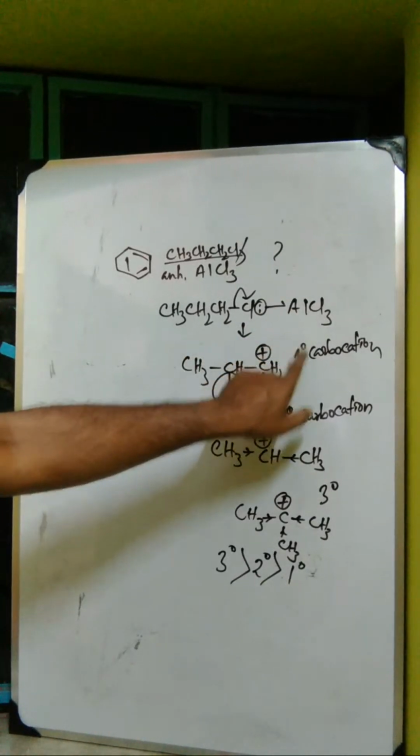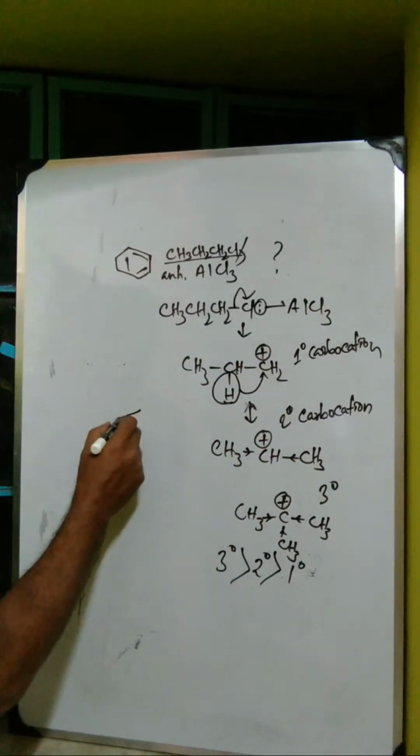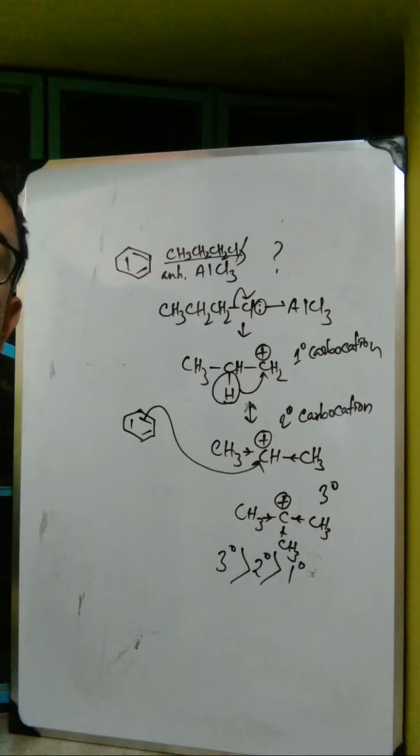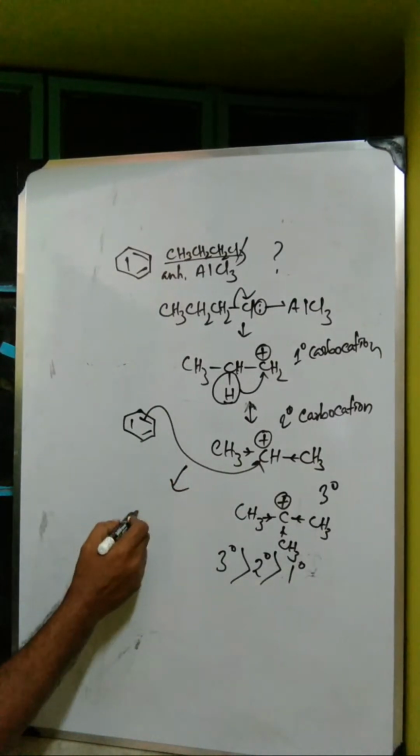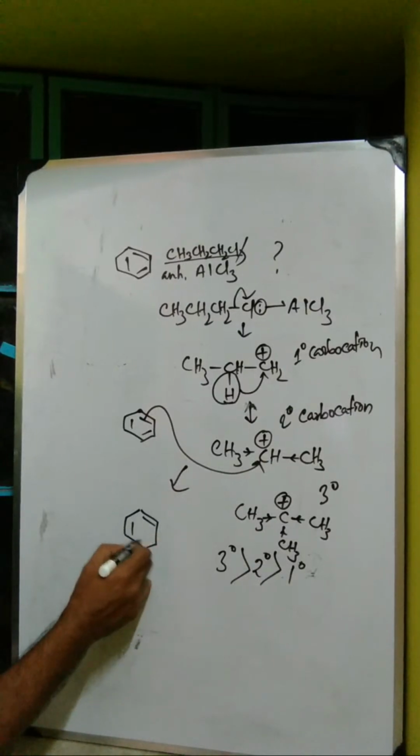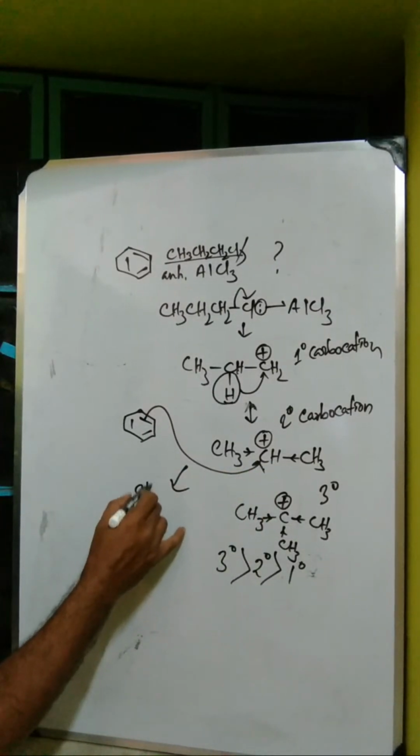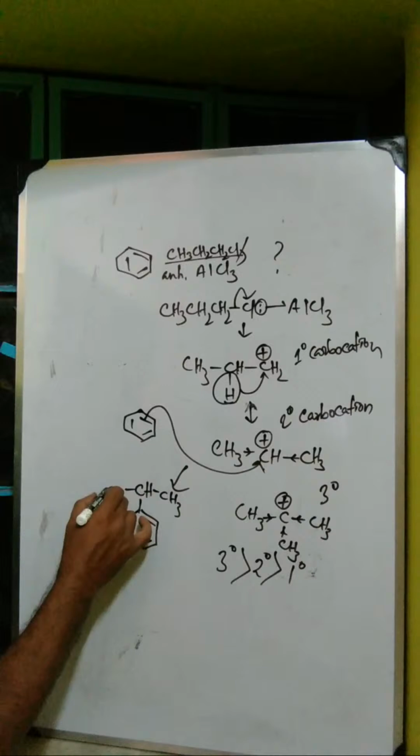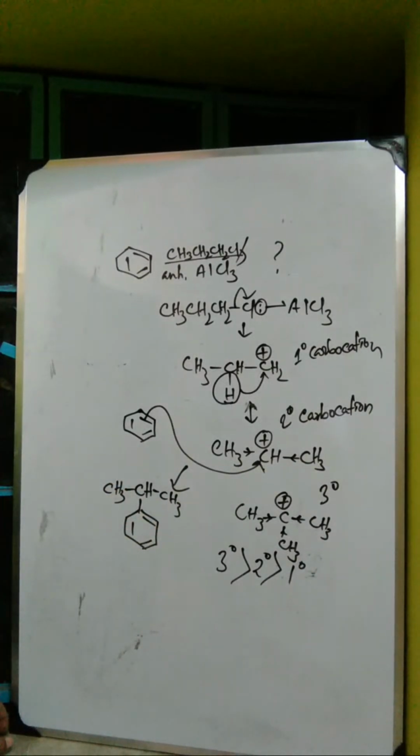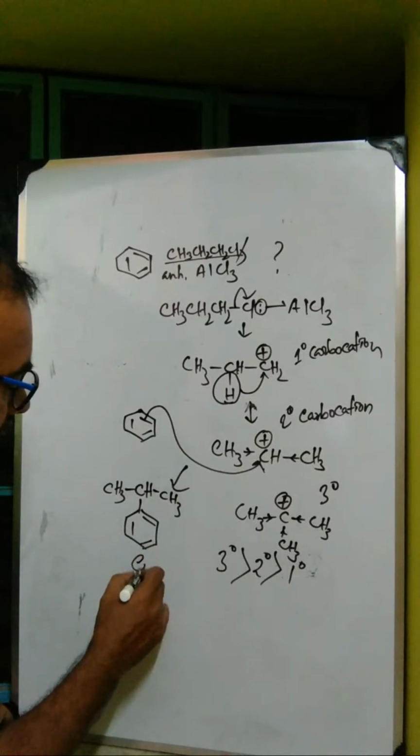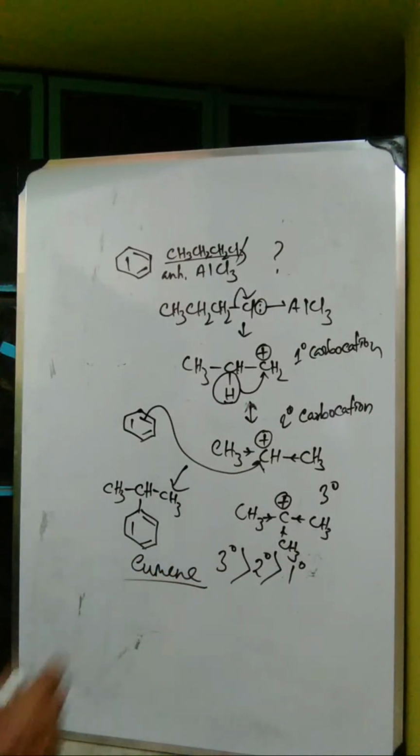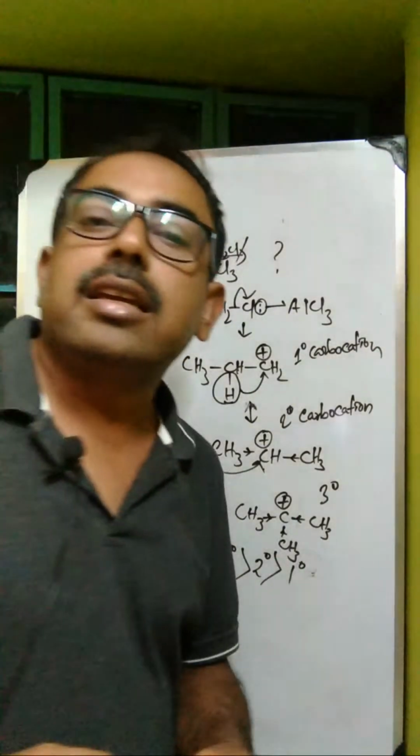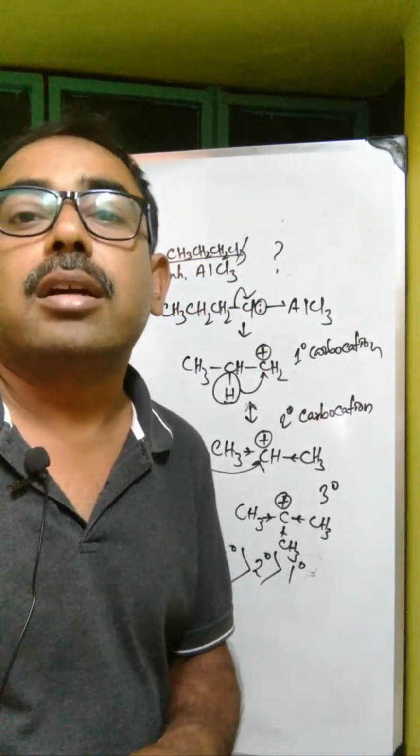So what happens in this reaction? When this carbocation is formed, benzene comes and attacks the carbocation, and the resultant compound is benzene which makes a bond with this carbon, CH, which has two CH3 groups attached to it. So here a CH3 and here also a CH3 group, and that compound is called cumene. This compound is named cumene. So this is the Friedel-Crafts alkylation reaction. Next we will see the reaction mechanism of the Friedel-Crafts acylation reaction.